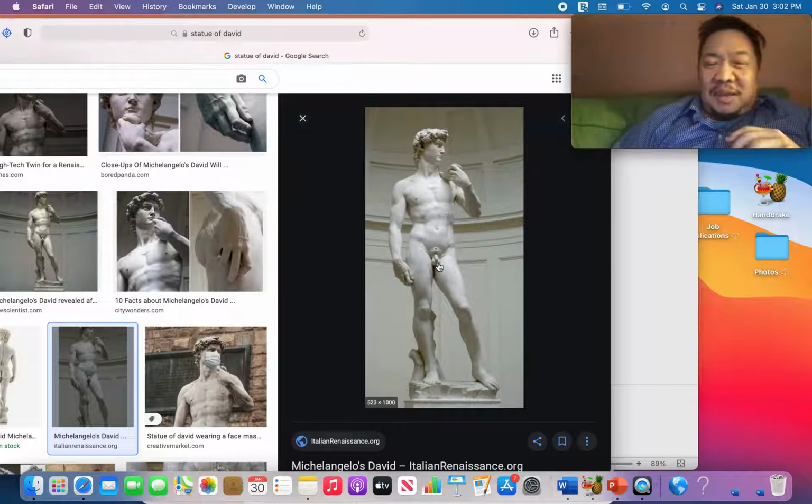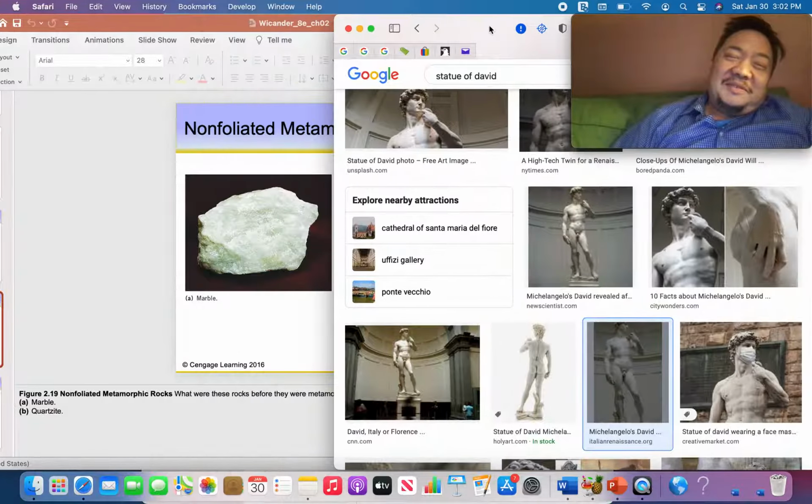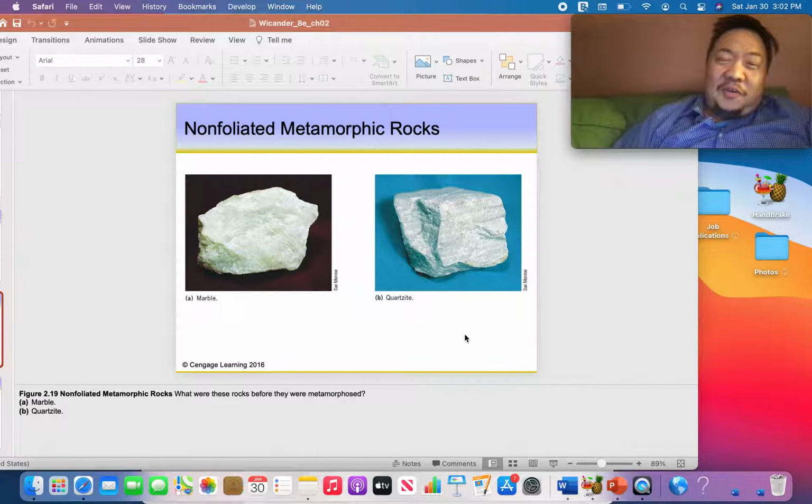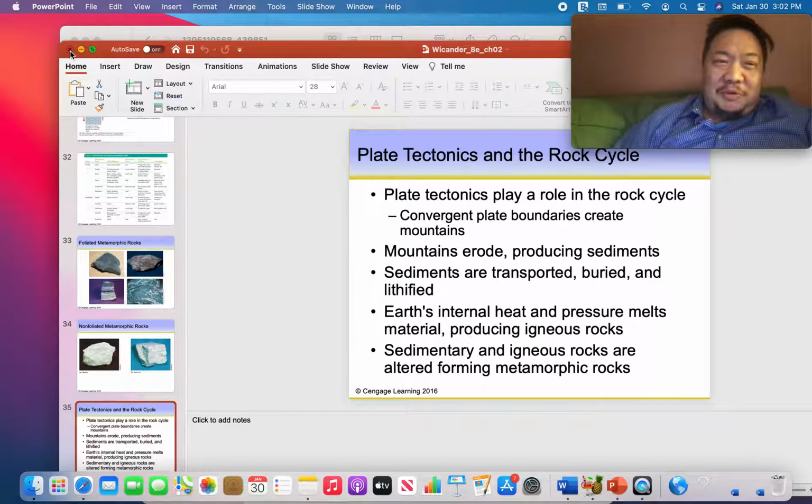Think of maybe he couldn't satisfy his wife. I'm sorry, I shouldn't have said that. Okay. Anyway, marble is a non-foliated metamorphic rock. You've got to have some humor, otherwise it gets boring.